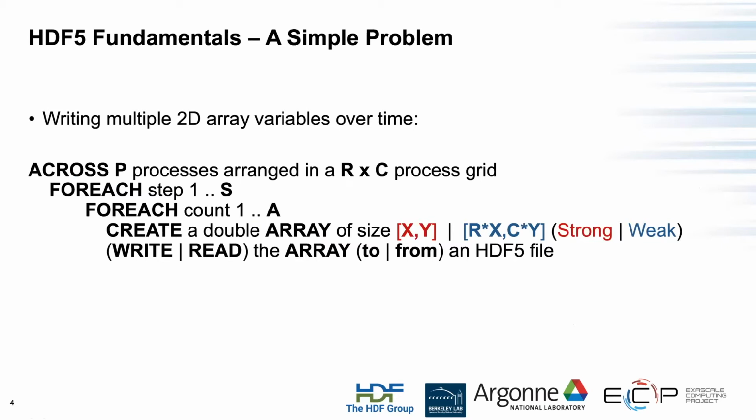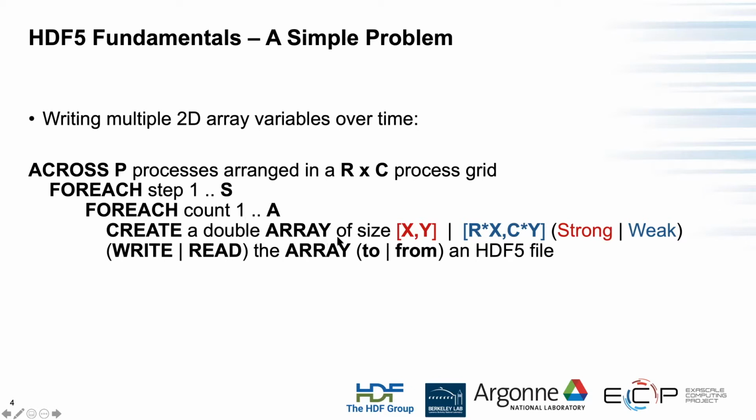So let's go back to a fundamental problem, which is very simple. We want to write 2D arrays of variables over time. This talk is going to mostly focus on parallel aspects, as opposed to scalar. So let's assume we have P processors that are arranged in row by column process grids, and we have time steps that we want to loop over from 1 to S. Then we want to write each of those arrays, 1 to however many arrays that we have. We want to then create those arrays.